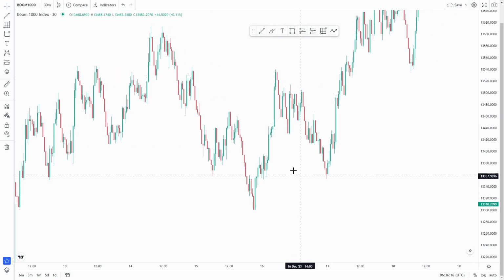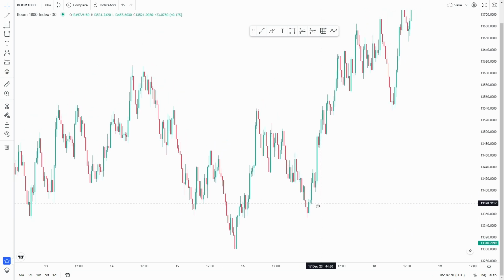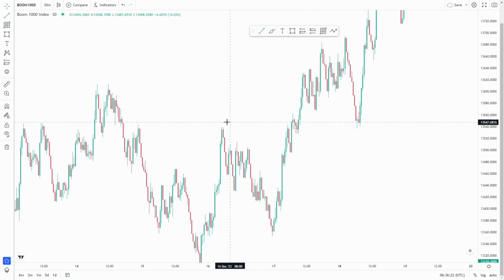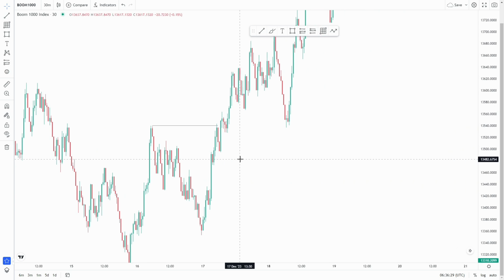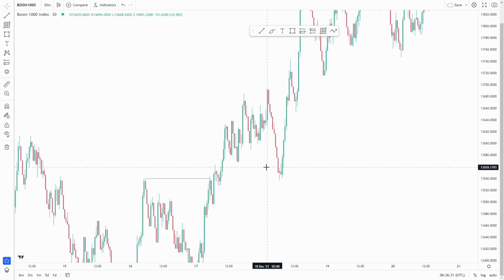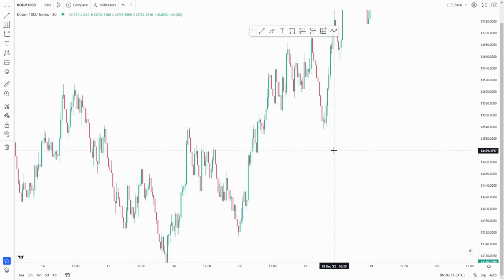Let's say we don't have a trade here. Made a higher low. We took out this high. So this is confirming for me we're changing trend again. And then you can start repeating the process.